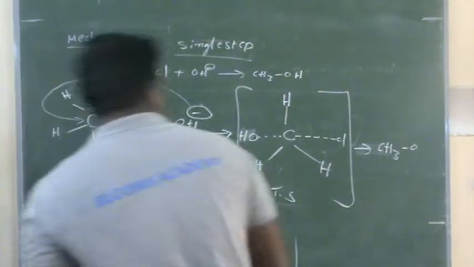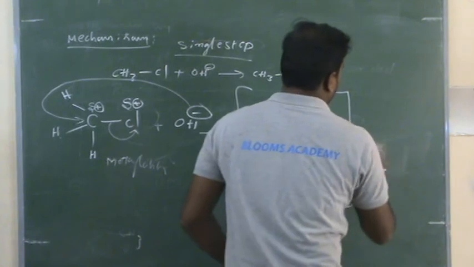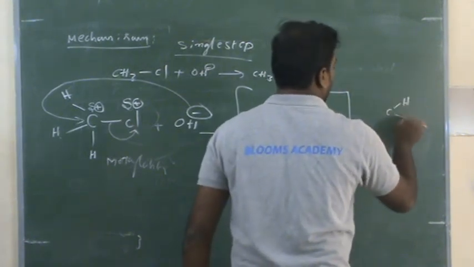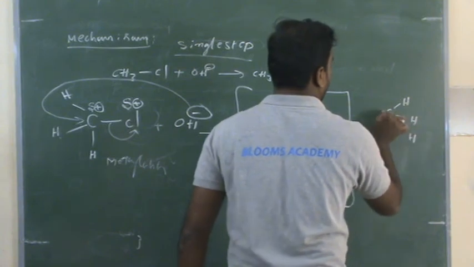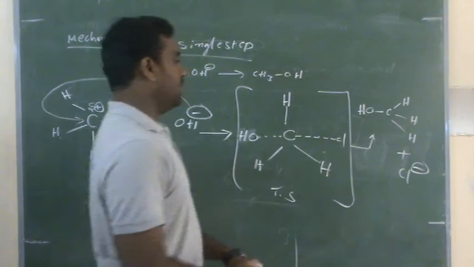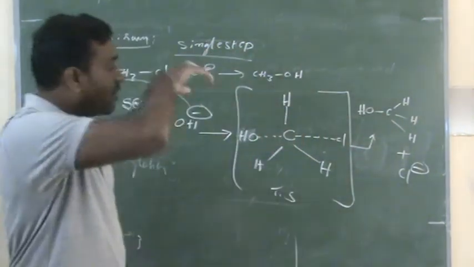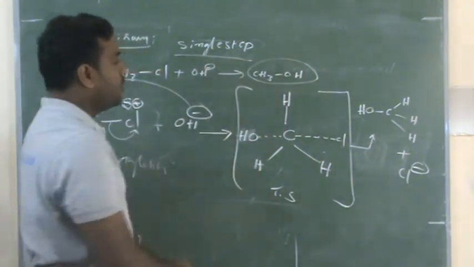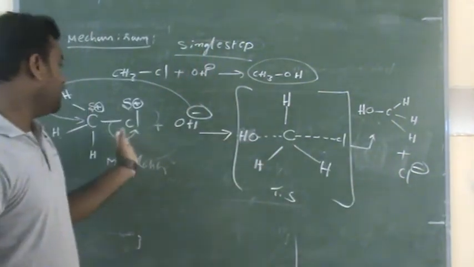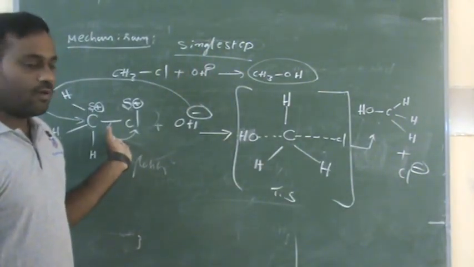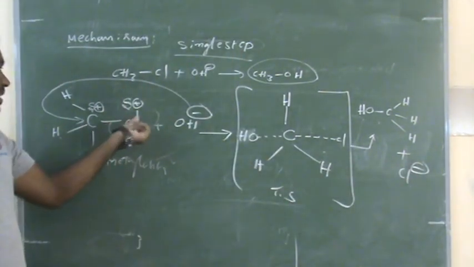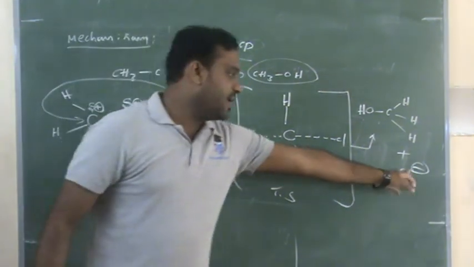See, I am always writing in some different way. I hope it is easier to understand. See, this is methyl alcohol. What is the product? I said this is the product. So methyl alcohol is what we finally got, and Cl minus has completely left from the reactant molecule. Why do we get a negative charge on Cl? Because the Cl is taking these electrons.